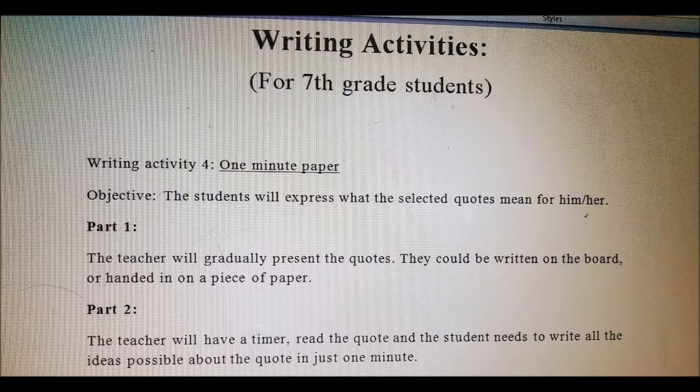Part 1, the teacher will gradually present the quotes. They could be written on the board or handed in a piece of paper. In my case, I would just write it on the board. Okay, part 2, the teacher will have a timer, read the quotes, and the student needs to write all the ideas possible about the quote in just 1 minute. So, let's begin.